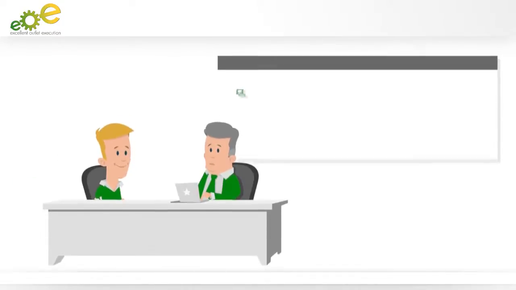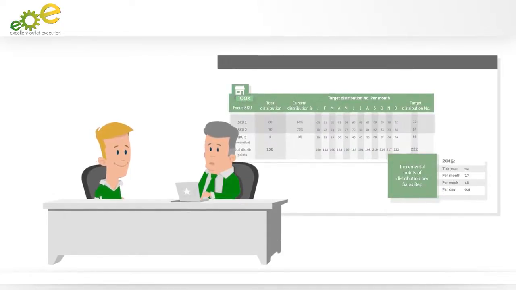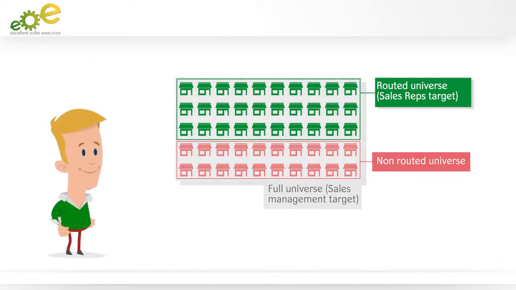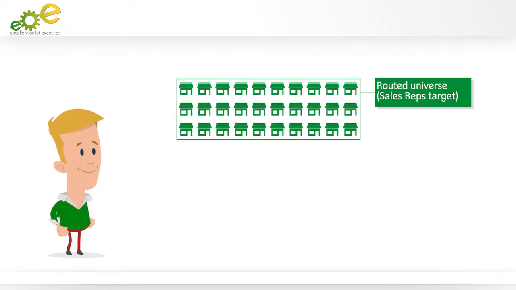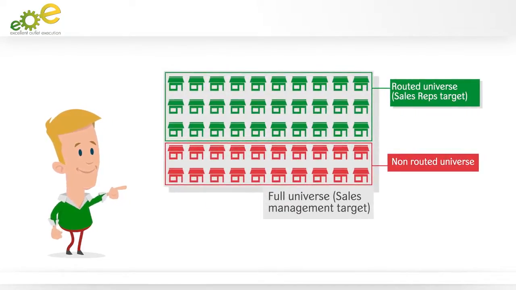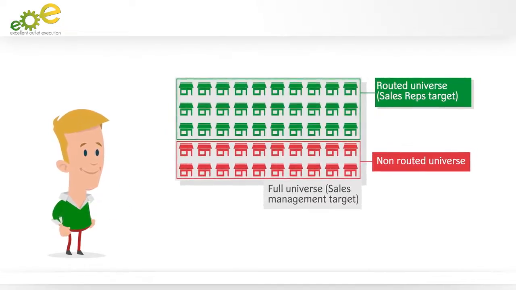Concrete distribution scores and targets should be communicated and discussed with sales reps on a regular basis. These should be presented to them in the form of new distribution points, as these are easier to understand and track than percentages. While sales reps are targeted on the rooted universe only, sales managers and sales directors are targeted on the full universe, rooted and non-rooted, all based on direct and indirect distribution.